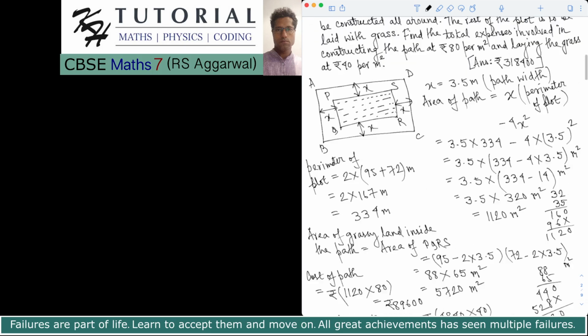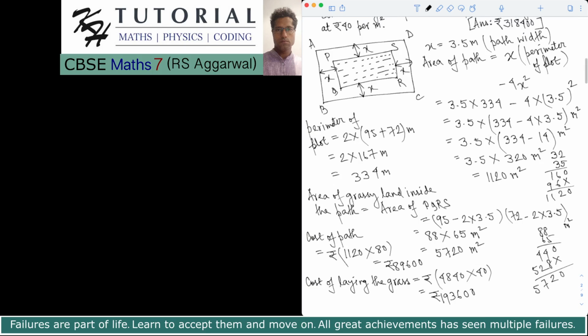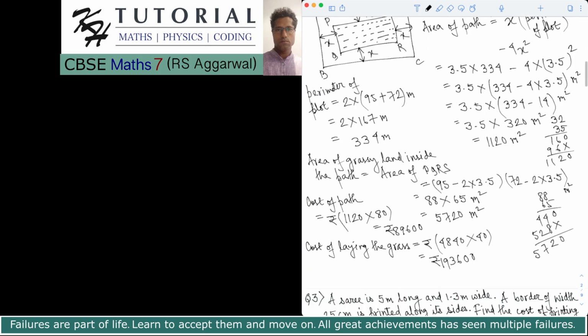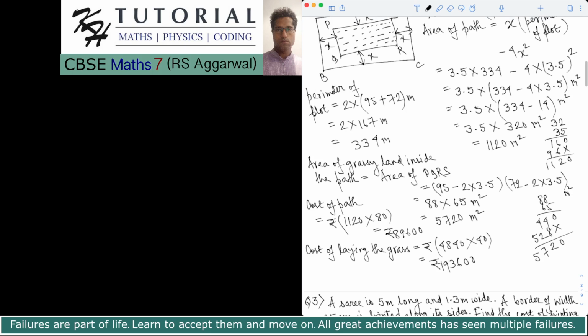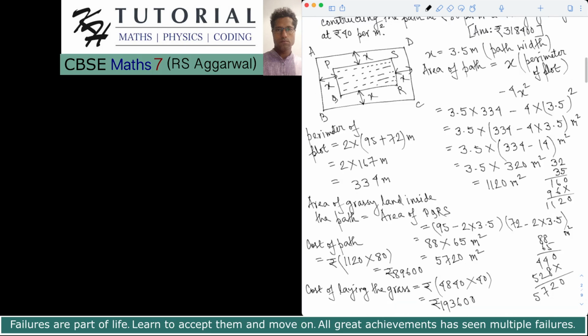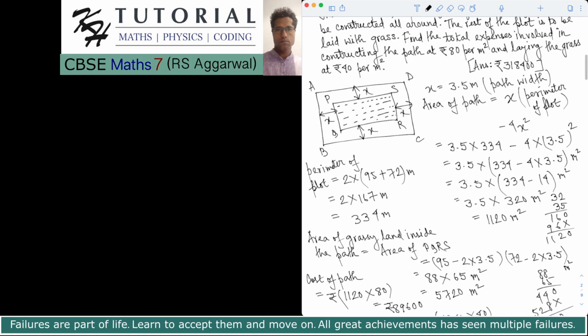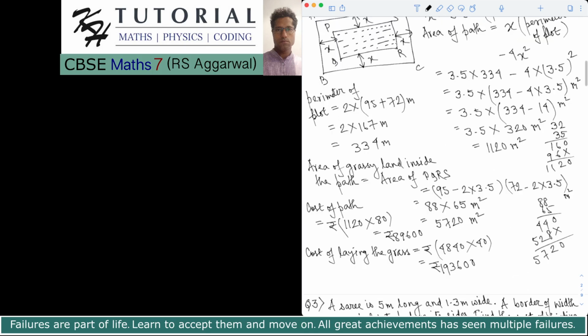The rate of making the path is rupees 80 per meter square. So it is 1120 multiplied by 80, which is 89600. And the cost of laying the grass will be the area of the rectangle PQRS multiplied by the rate of laying the grass, which is rupees 40 per meter square. So it will be 5720 multiplied by 40.